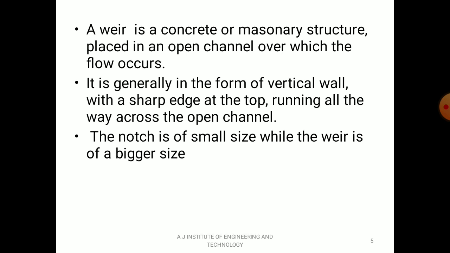But in the case of a notch, the liquid is flowing through the opening. Here it is flowing over the structure. It is generally in the form of a vertical wall, just like a wall structure with a sharp edge at the top running all the way across the open channel. It's a dam-like structure made up of concrete or masonry, constructed across the open channel. The notch is of small size while the weir is of bigger size. A notch is a small opening, whereas a weir is bigger because it is a concrete structure constructed across an open channel.